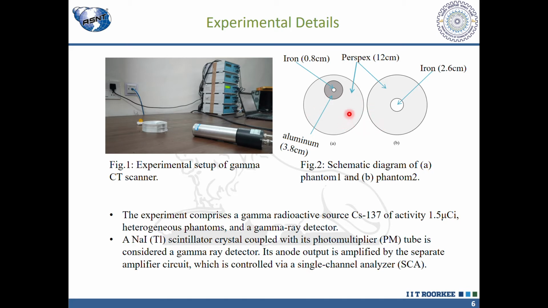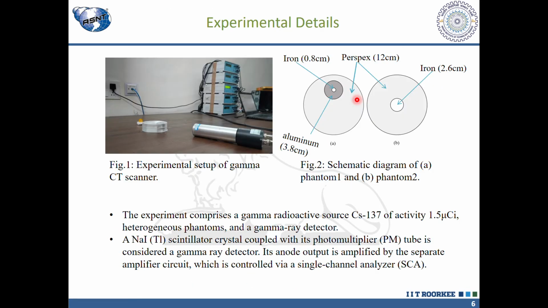This is the schematic diagram of the phantoms that we used in our study. Phantom 1 is made up of perspex, iron, and aluminium, and phantom 2 is made up of perspex and iron. In phantom 1, the heterogeneity is present off center, while in phantom 2, the heterogeneity is present at the center. We have chosen these phantoms of the same size, but the heterogeneity is present at different locations.